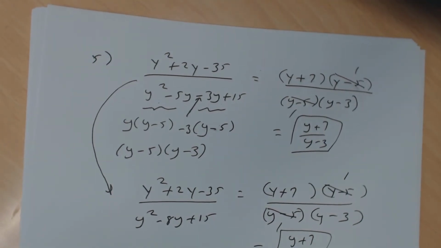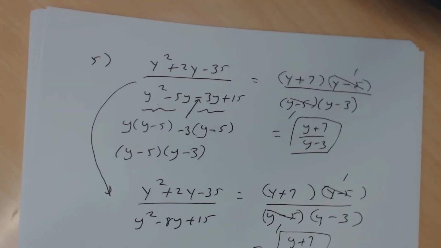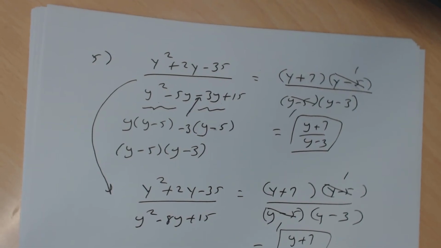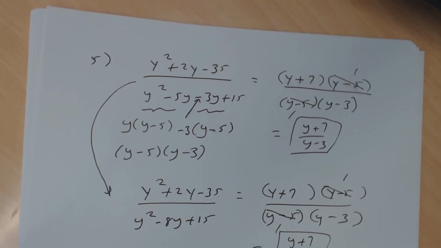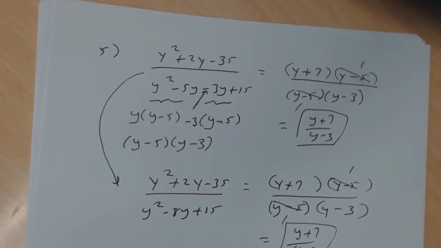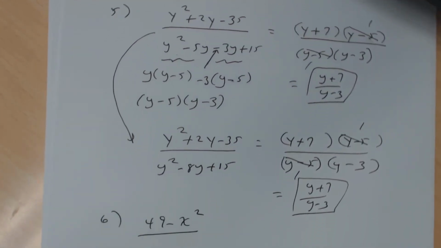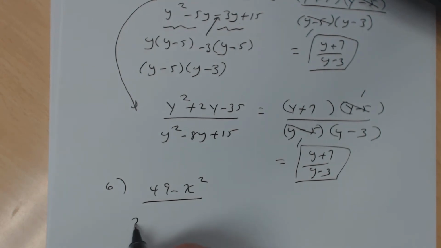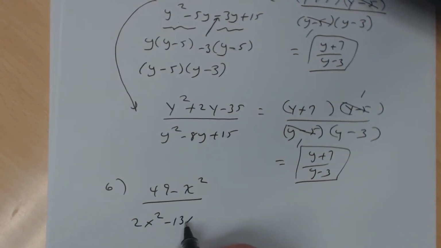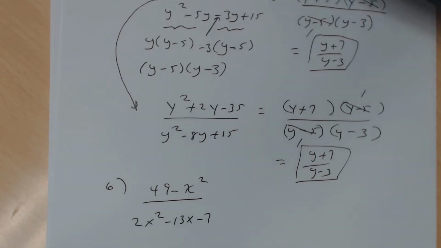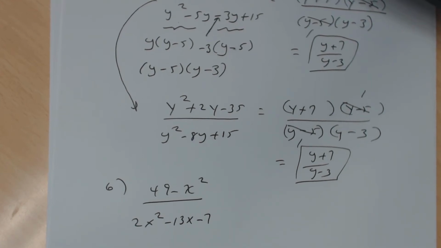All right, let's look at number 6. Let's do one more. Let's actually do this one. So 49 minus x squared divided by 2x squared minus 13x minus 7.